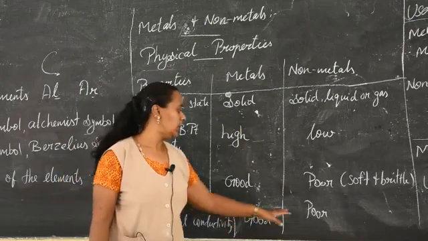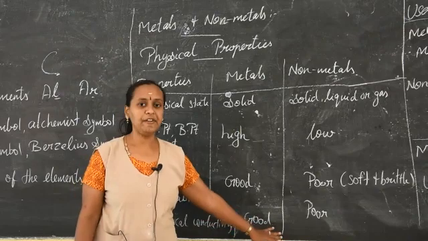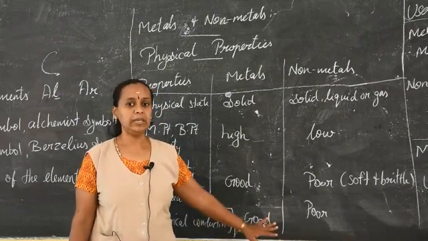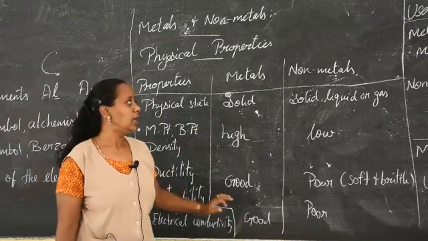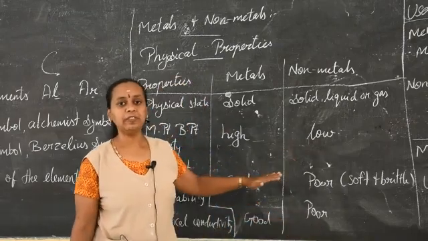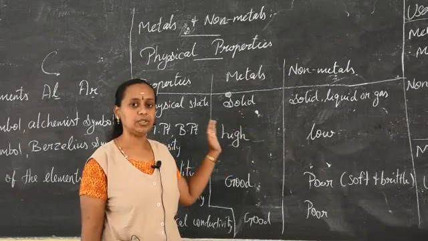So whereas for this it is very poor. The exception case is graphite. Graphite can conduct electricity, but other non-metals cannot conduct. That's the meaning of this one. So electrical conductivity of metals will be good, and for the non-metals it will be very poor. So up to this I have taught in the previous class. I hope you can understand what are the things I have taught so far.